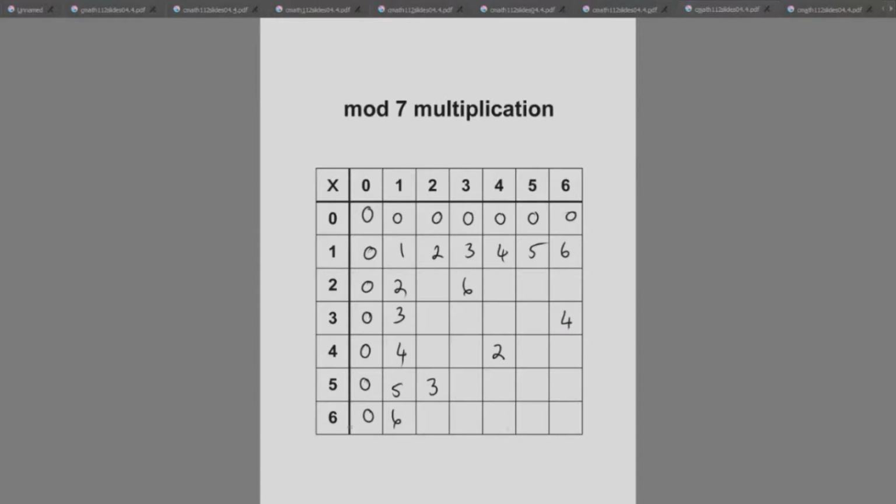Let's do one more. 6 times 6. 6 times 6 is 36. 36 is what mod 7? So what's the remainder when I divide by 7? Well, 7 goes into 35, so 1 will be left. Pause the video now if you want to fill in the rest. Okay, let me show you all the other numbers.